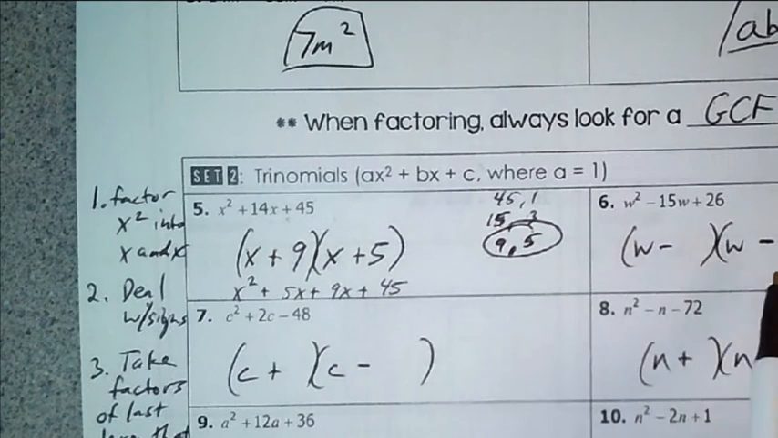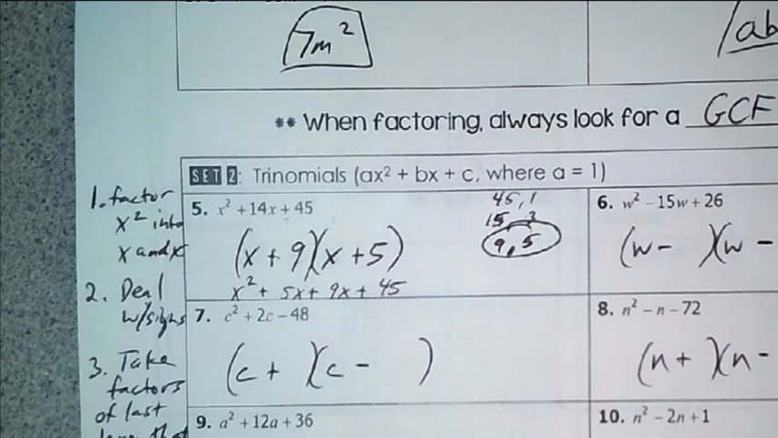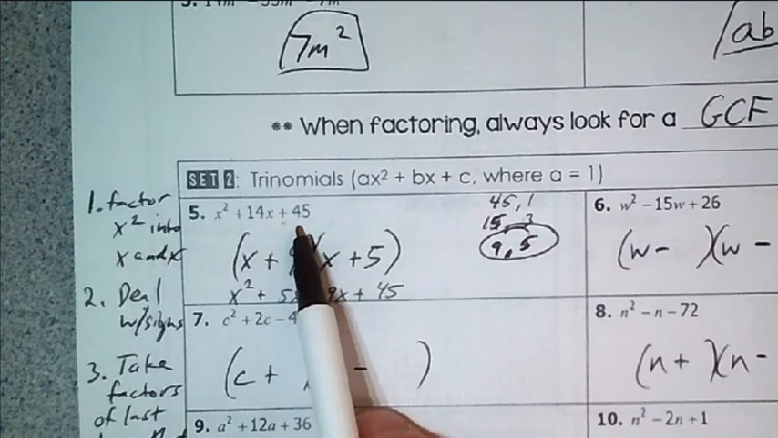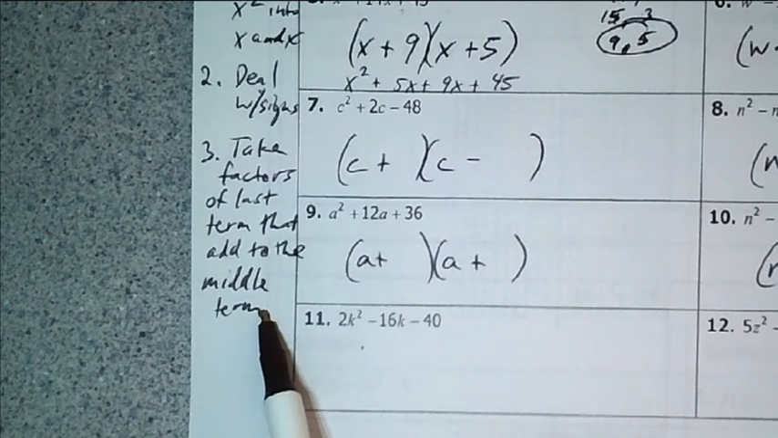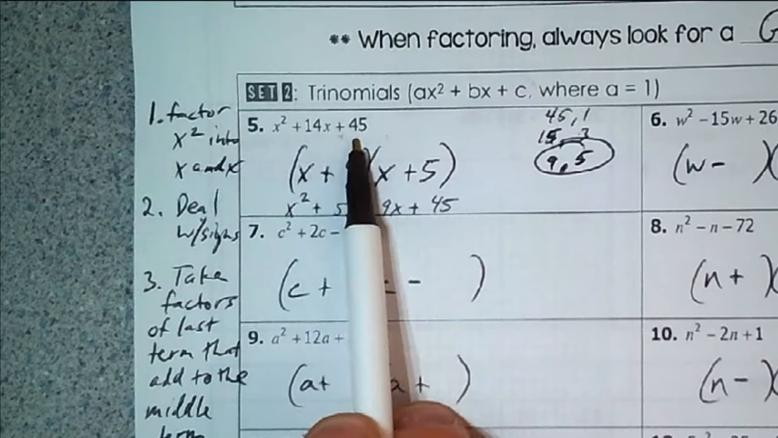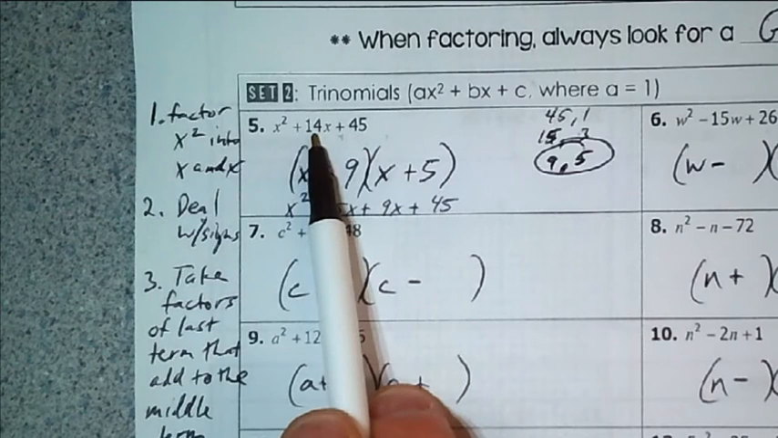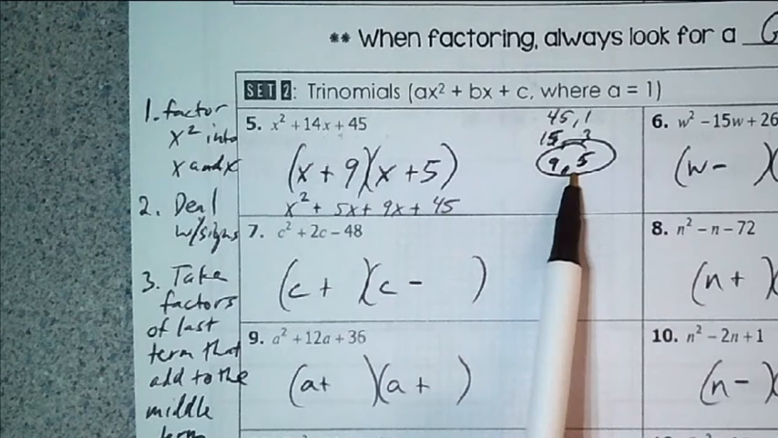So let's look at this one. What factors of 45 take the factors of the last term that add up to the middle term? So what factors of 45 add up to 14? 9 and 5. Okay?